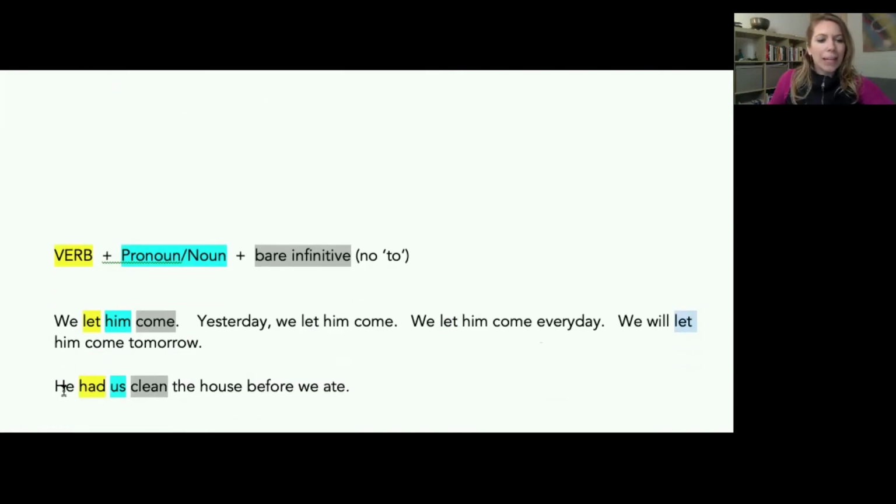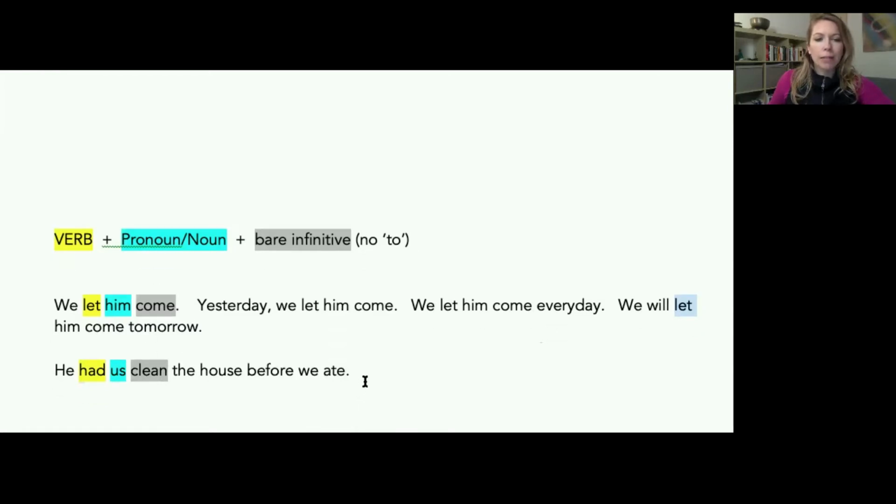Okay, here's our next one. He had us clean the house before we ate. There's the verb, "had." So this could be simple past tense right here. Yesterday he had us clean the house before we ate. Let's do every day. Every day he has us clean the house before we eat. That would be the simple present tense.